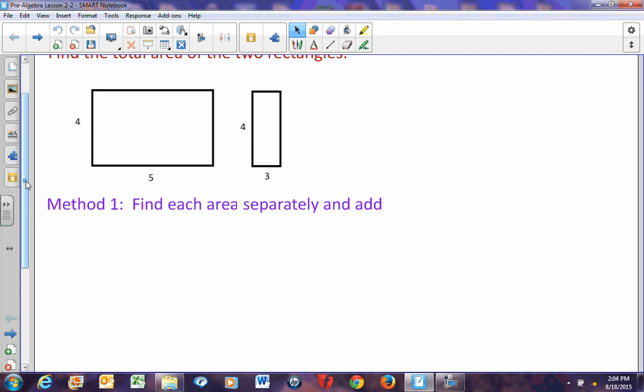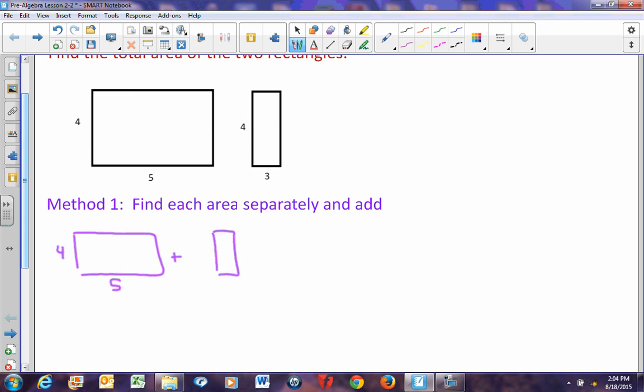So if we're going to do that, we would have a rectangle that is 4 by 5, and we would add that to the rectangle that is 4 by 3. So that would be 4 times 5, which is 20, plus 4 times 3, which is 12, which gives us 32. So our answer there would be 32.